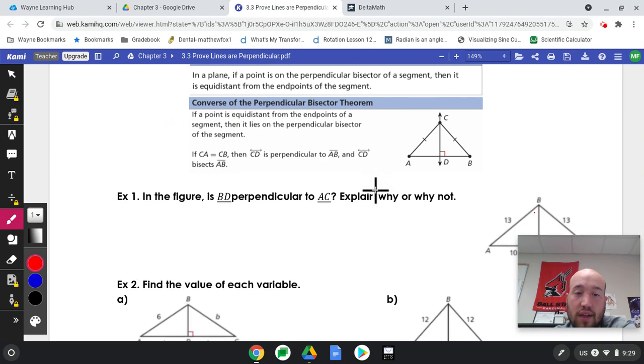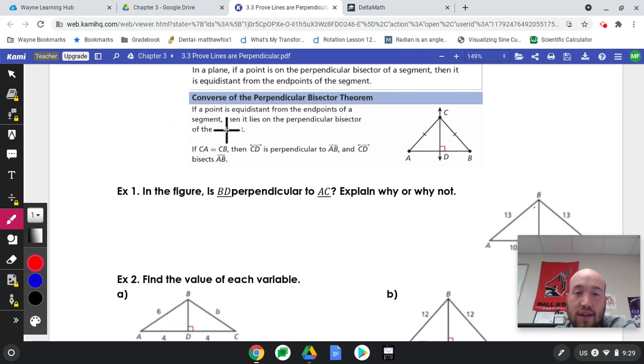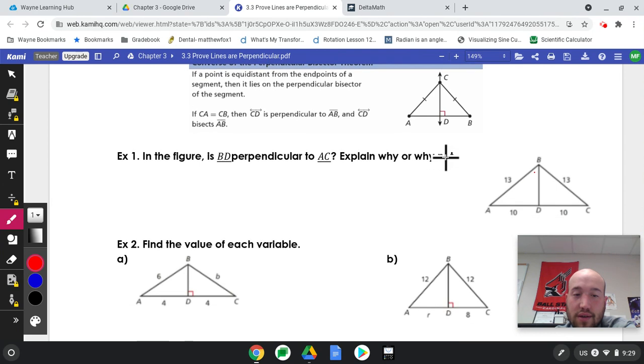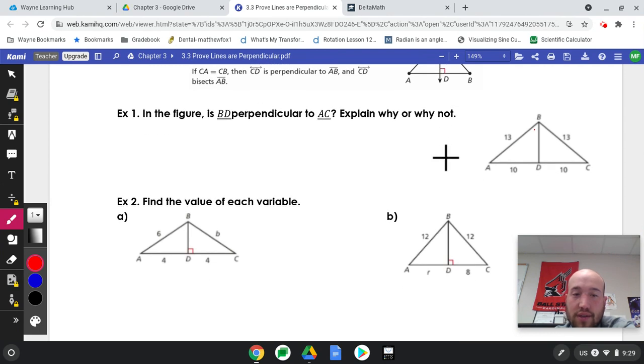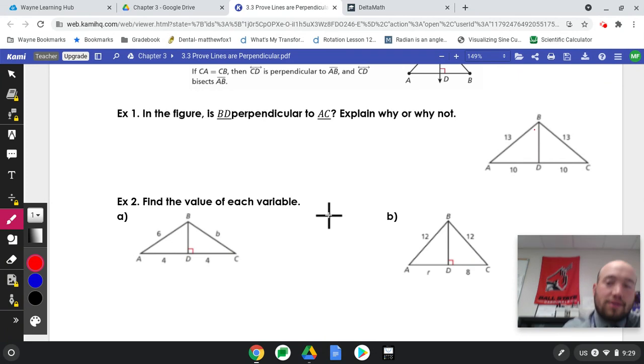Okay. And then likewise, if we look here, it says if a point is equidistant from the endpoints of a segment, then it lies on the perpendicular bisector of the segment. So C is an equal distance from A and B, so we know this is the perpendicular bisector. So example 1, it says, is BD perpendicular to AC? So BD, is B the same distance from A and C? Yes, then BD would have to be the perpendicular bisector.